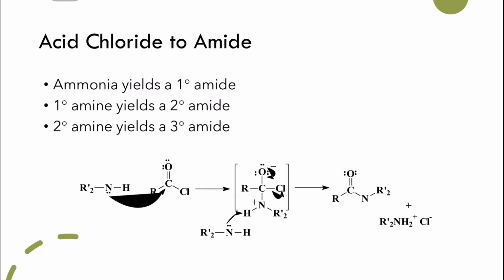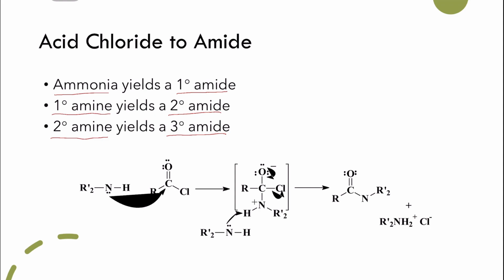Acid chloride to amides, the exact same thing, but now we're going to use an amine instead of an alcohol or a carboxylic acid in the first step. So the exact same mechanism. If you want to prepare a primary amide, you're going to use ammonia. For a secondary amide, you're going to use a primary amine. For tertiary amides, you're going to use a secondary amine.